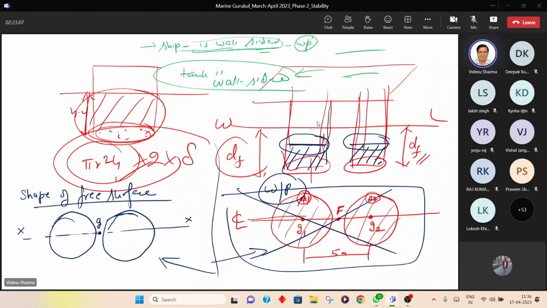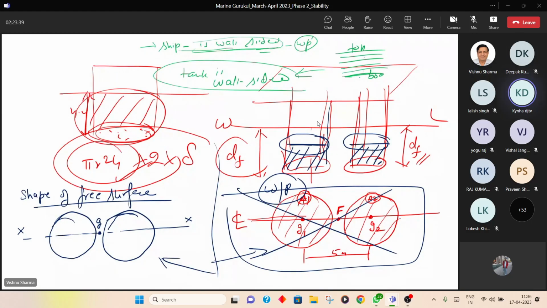So if this is the bottom of the tank and this is the top of the tank, you take the free surface at any sounding. All the free surfaces will be identical. Like the glass in front of you, if you see the free surface at different soundings, at each sounding, the free surface will be circular in shape. So the glass is said to be wall-sided. Is that clear, beta?